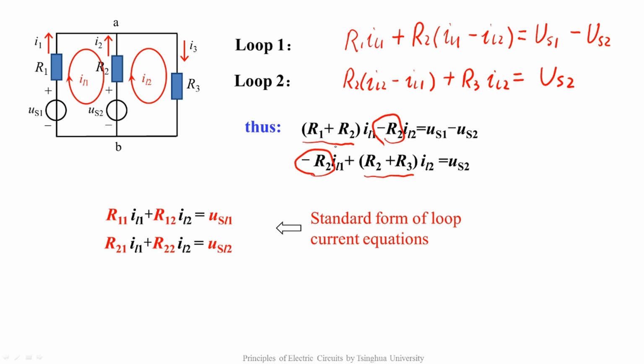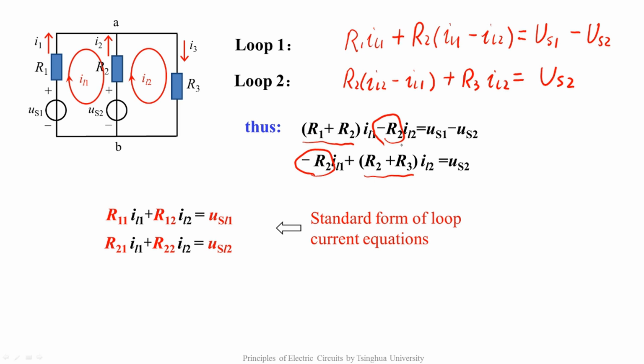For R11 and R22, R11 equals R1 plus R2. That is the sum of all the resistances in loop 1. R22 equals R2 plus R3 is the sum of all the resistances in loop 2. We call it the self-resistance of loop 1 and loop 2, which is the sum of all the resistances in the loop.